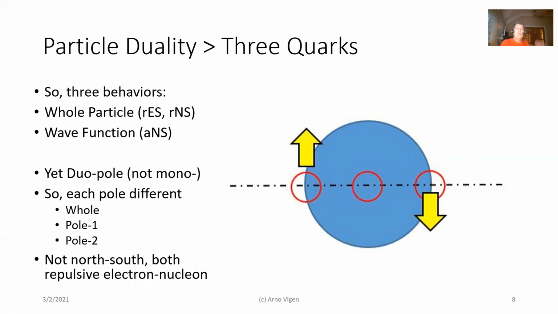Now, again, we're trying to go from very simple concepts. I thought we had an axis, which gives a wave function, and a whole particle, which comes from the radial surfaces that don't change based upon angle. However, it's more than that. You see, if you have an axis, you actually have this r sub e distance out of the particle, and you have two poles. Now, these are not north-south poles. These are both repulsive between the electron, say, and a central neutron, or the nucleus.